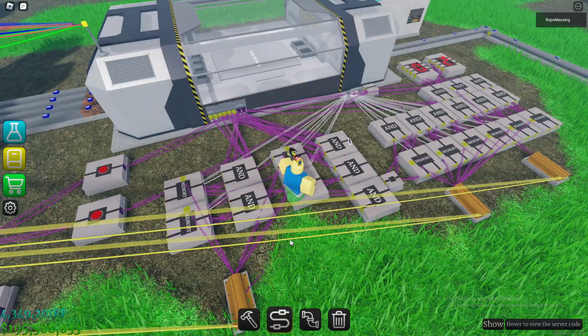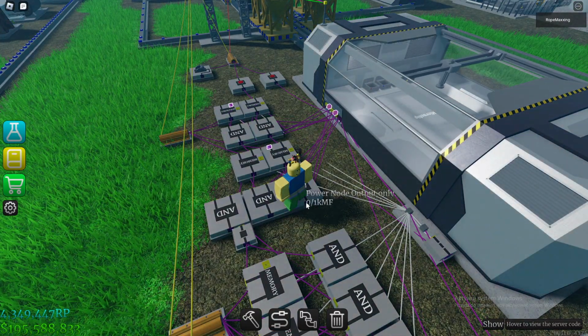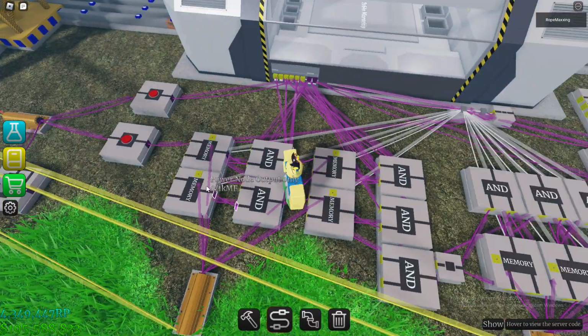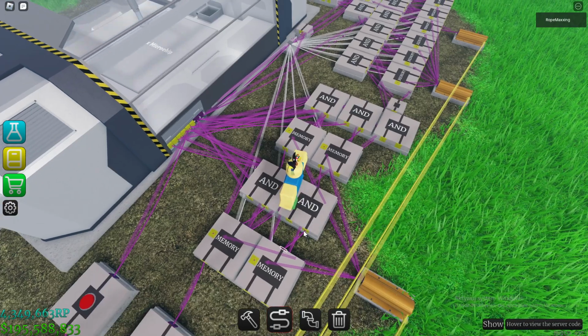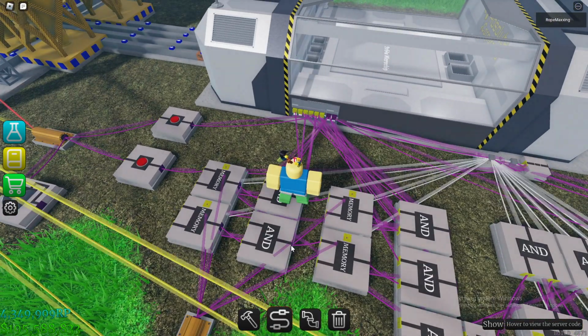Just connect it right here to signal the next memory to keep outputting. Then from this memory, connect it into the right input of this AND gate. As you can see, it's basically the same thing over and over again.